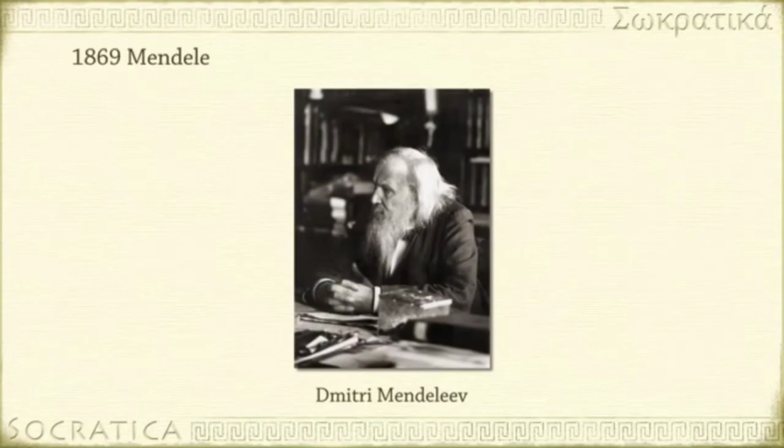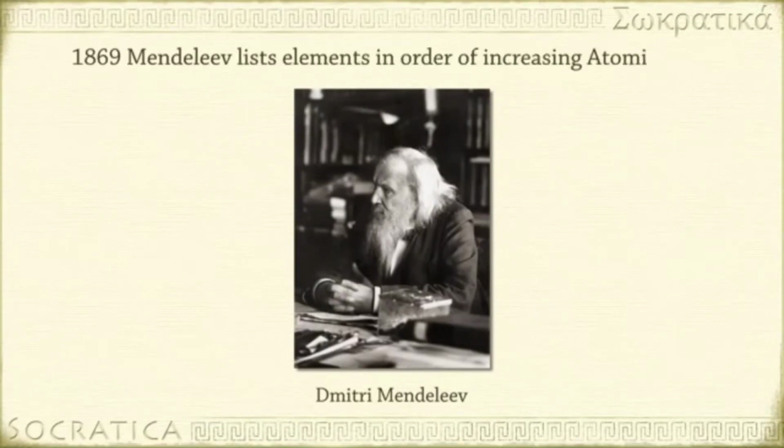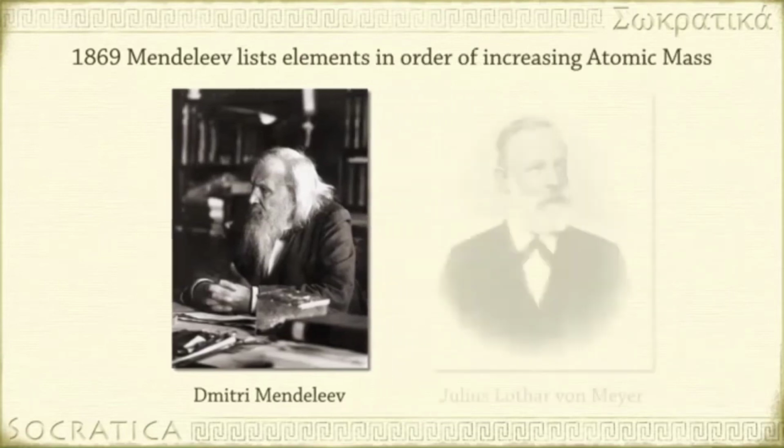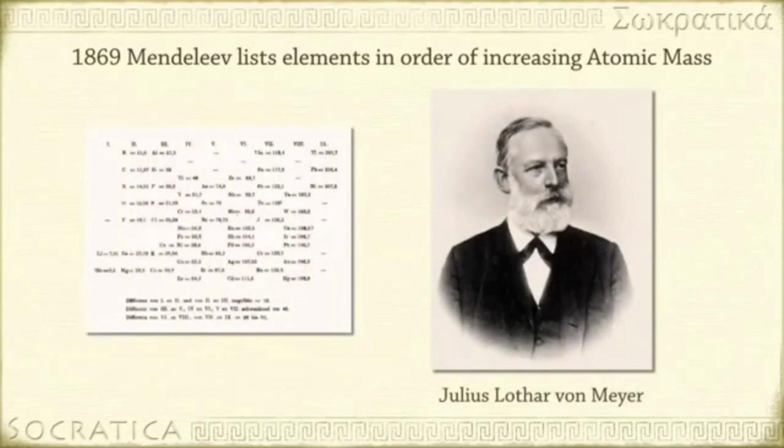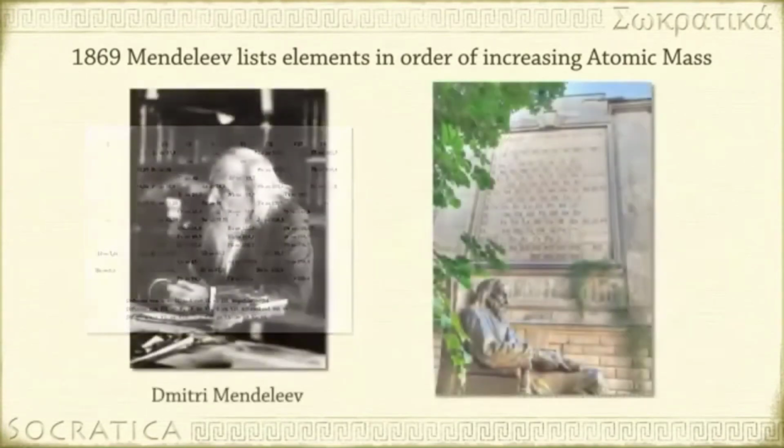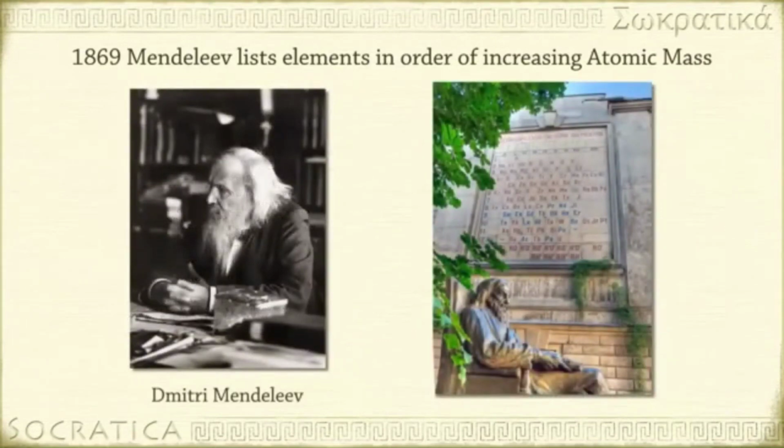Take note of that. Dmitri Mendeleev's periodic table was arranged in order of increasing atomic what? Weight or mass. Research argues that at that same time, J.S. von Meyer also discovered the same pattern, but the credit is given to Dmitri Mendeleev because of the dedication and effort he put into making this discovery.